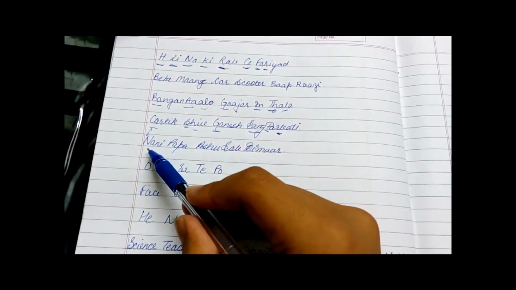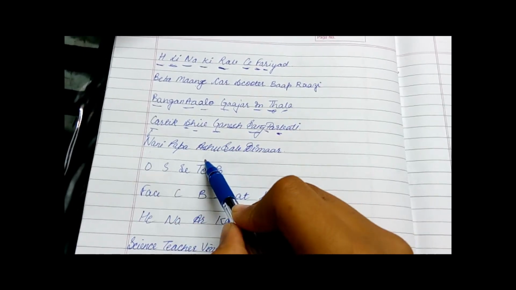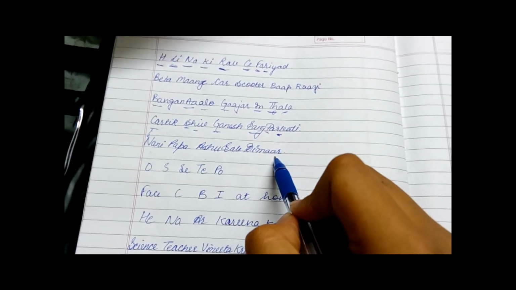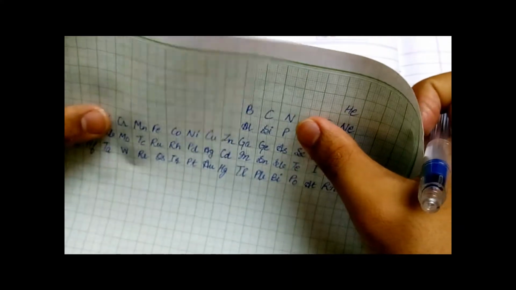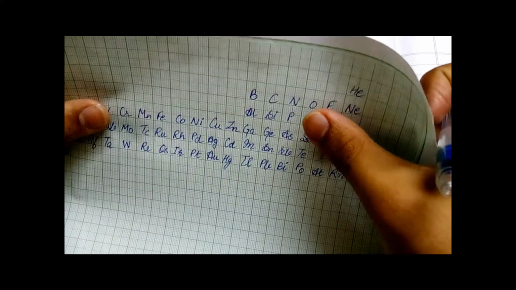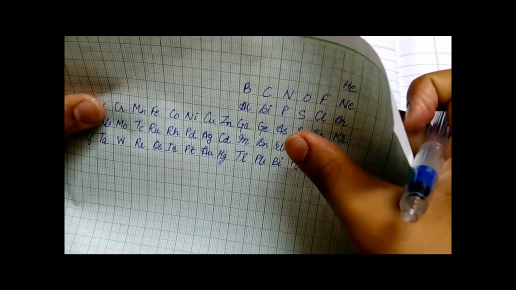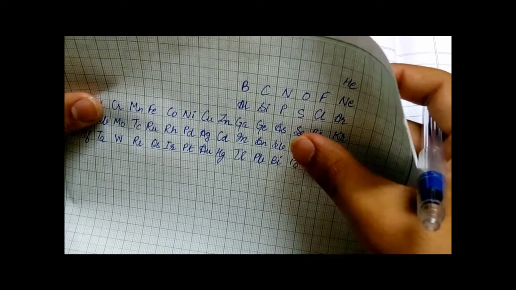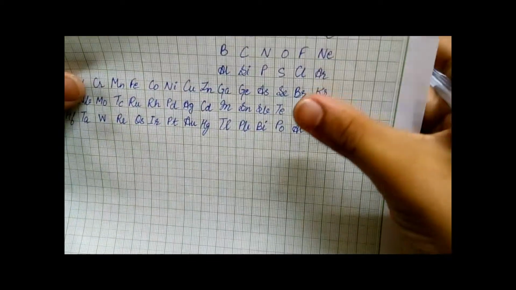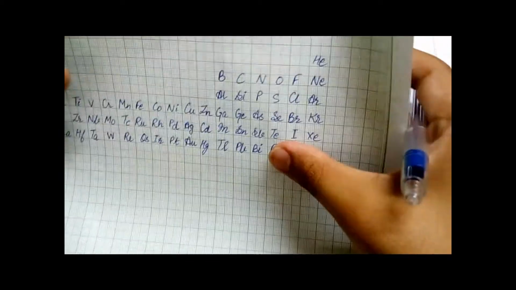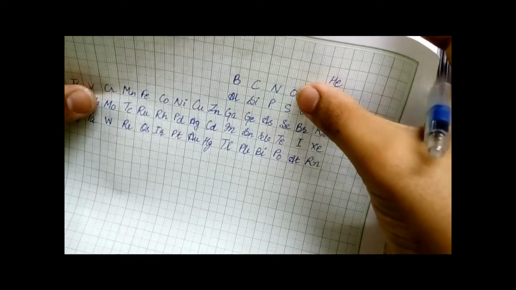Then in the nitrogen family, to remember it, we have Nani, Papa, Ashu, Sab, Bimar. Using it you can remember this group, and the name of the elements are nitrogen, phosphorus, and from S we have arsenic. From SB, now SB is confusing, SB is antimony, and from Bi we have bismuth. So let us come to the next group.